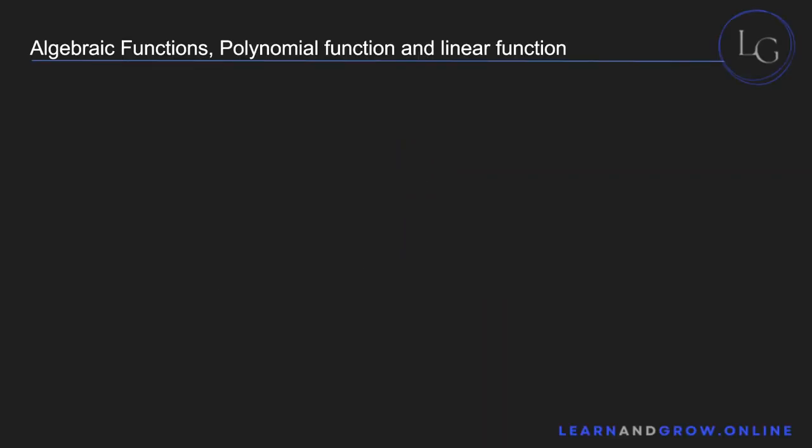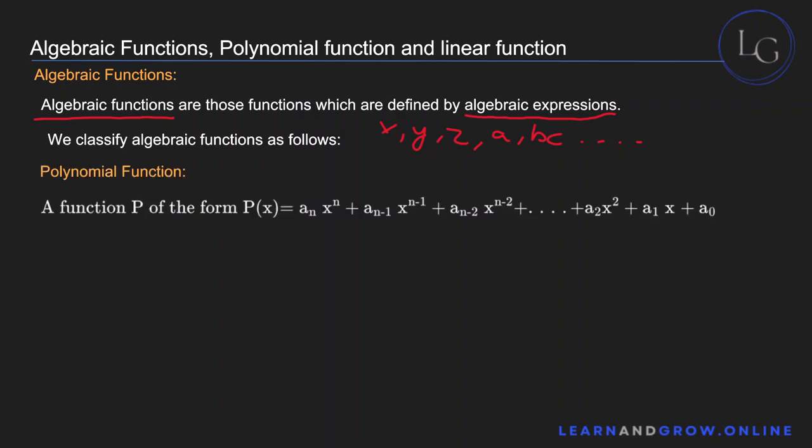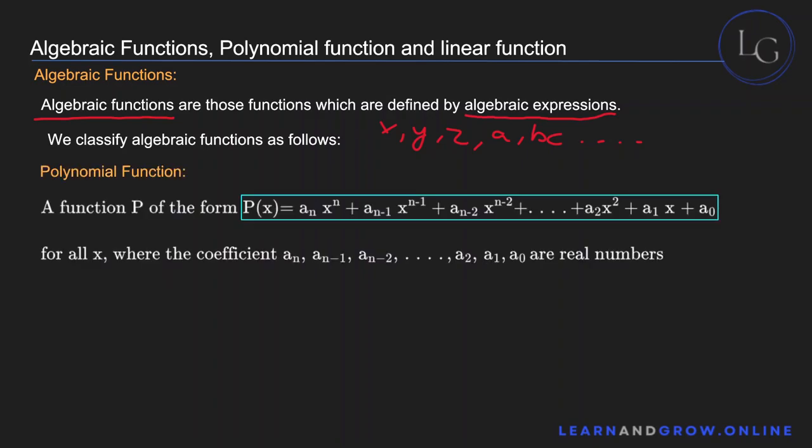Now let's see algebraic, polynomial, and linear functions. So an algebraic function is basically any function that is defined by an algebraic expression. What that means is that it has variables like x, y, z, a, b, c, and so forth. Now you can classify them further into these categories.